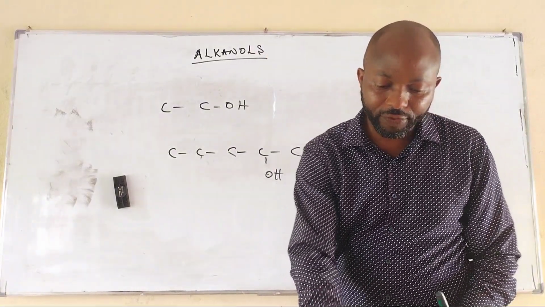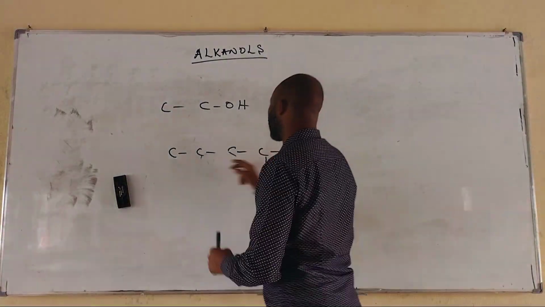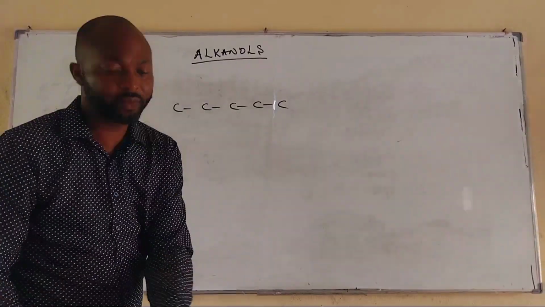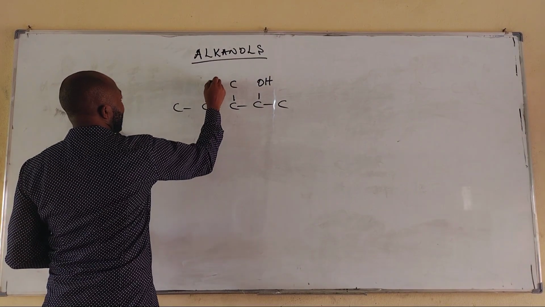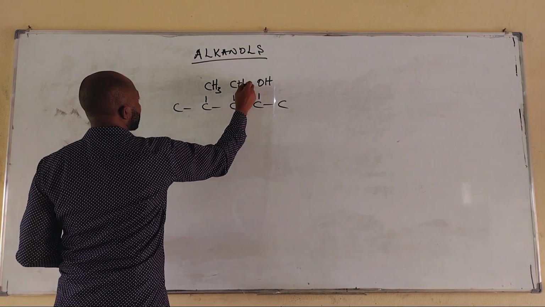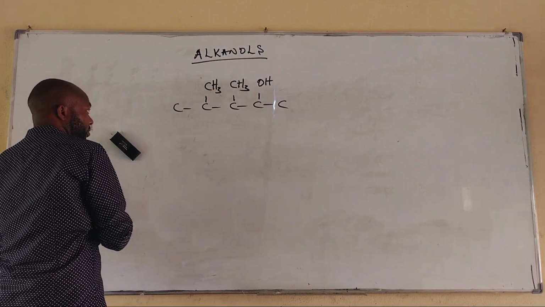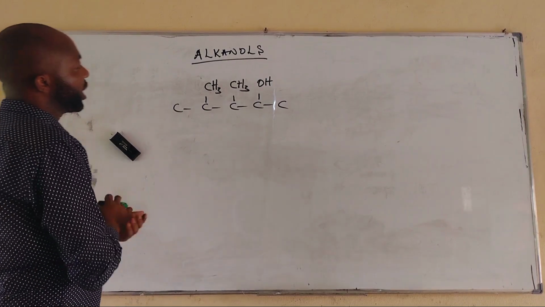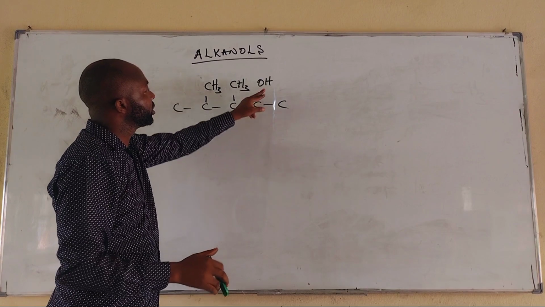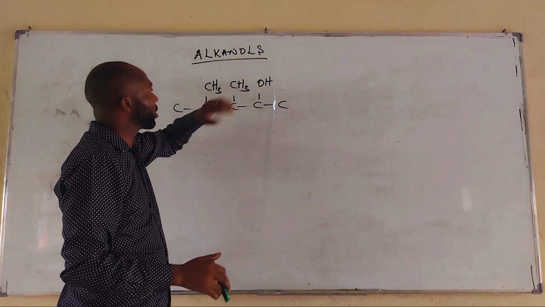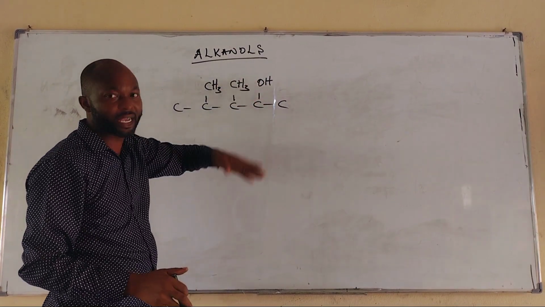1, 2, 3, 4, 5. The structure here is 5. Of course, you know that these are all CH3. They are substituents. So this is what we have. We now begin. Now, this is our functional group, so this will be named last.